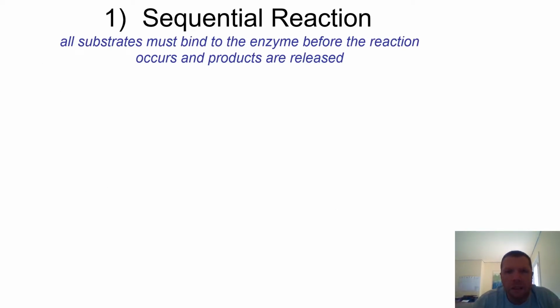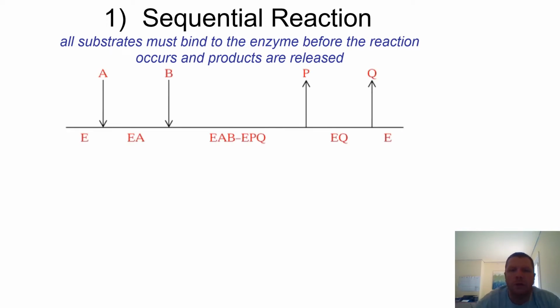So in a sequential reaction, all of the substrates must bind to the enzyme before the reaction occurs and products are released. Here's our rundown. I'm going to start over here at the left. What we have is the timeline of a reaction. This is our zero time point, and this is our finish. We start out with our free enzyme present. The free enzyme binds our first substrate, A, and we form an EA complex. Once that EA complex has been formed, we can have substrate B bind.